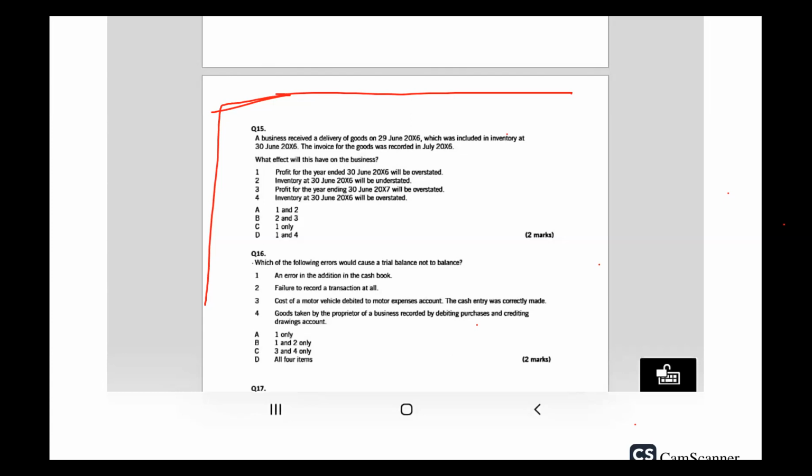this company received a delivery of goods on the 29th of June. Then it was also included in the inventory in June. So it's like a repetition, so it was to show an overstatement. I don't know how best to explain it, but I think that's my submission, sir.